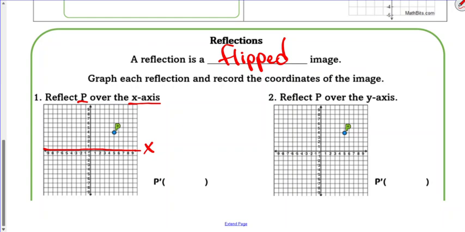It's going to appear exactly the same distance away from that line, just on the opposite side. So right now, P is 1, 2, 3, 4 above the x-axis. It's going to be 4 below the x-axis after the reflection. That is where P prime ends up. So you count how far is it away from the line that we're flipping over. In this case, that's the x-axis. And then put it on the opposite side that same distance away. It was 4 away to start. It's still going to end up 4 away just on the other side. So P prime ended up at 5, negative 4.